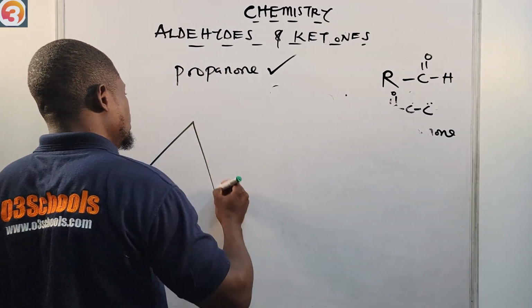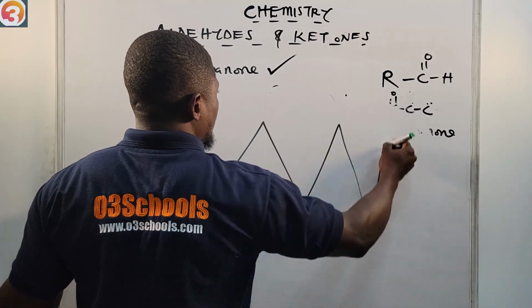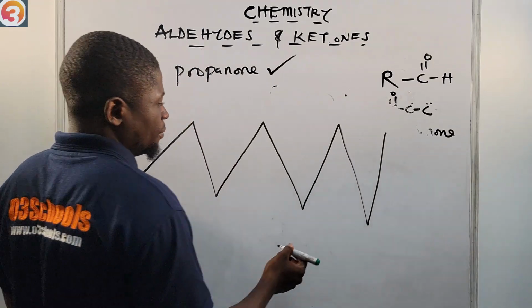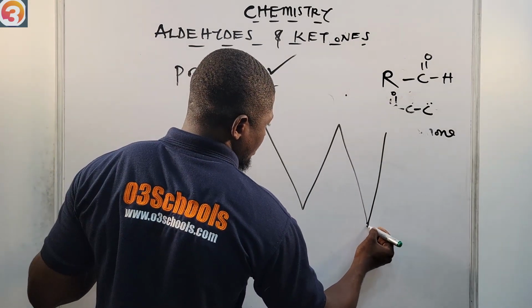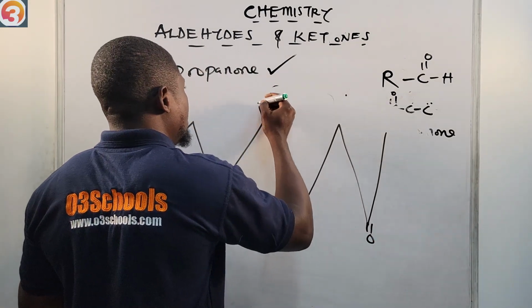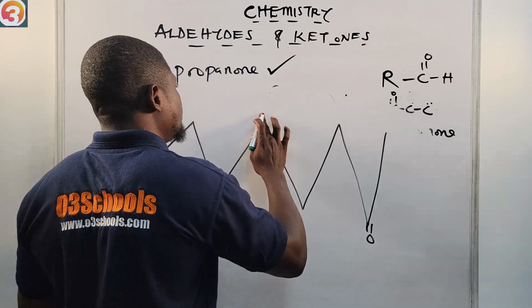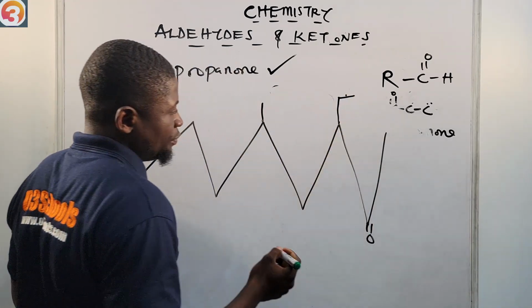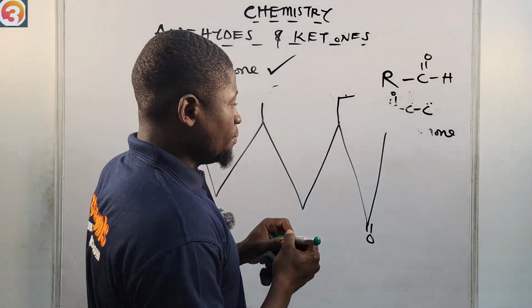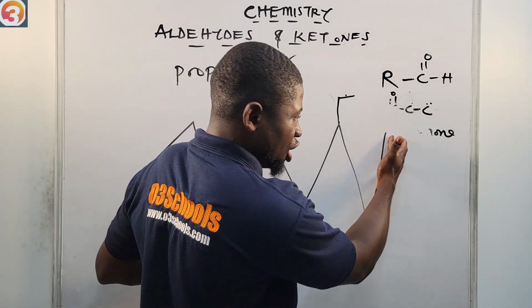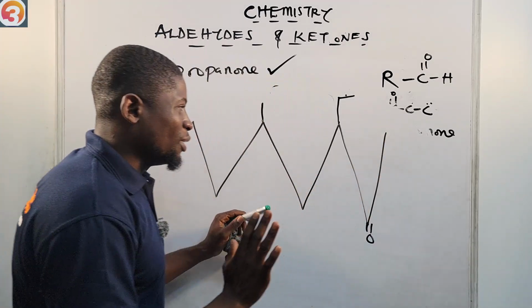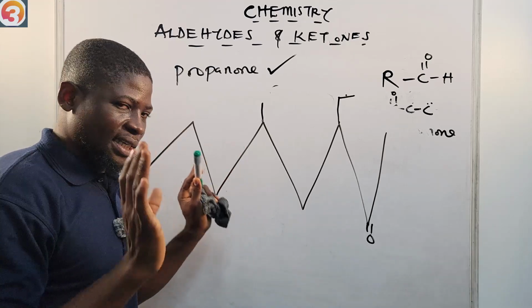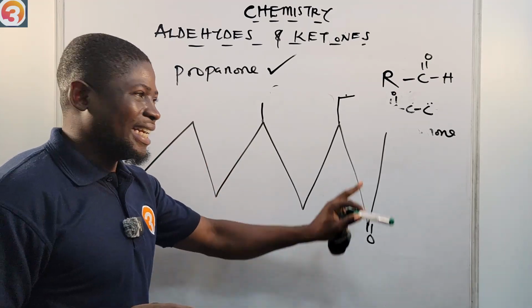Let's say we have, let me use the stick form, something like this. Here we have a methyl group, and here we have an ethyl group. Now you can name this compound, right? This is not at the end of the chain, so obviously you already know this cannot be an aldehyde. It's a ketone, because the carbonyl is not at the end of the chain.